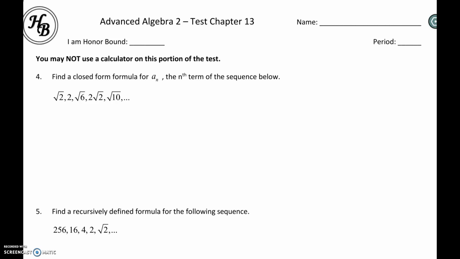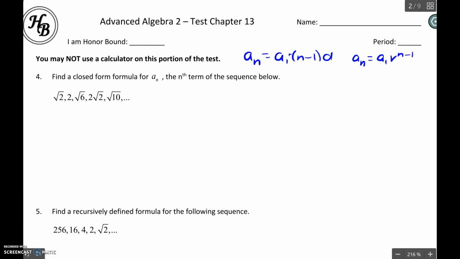Remember I told you the two formulas. So our two formulas: a sub n equals a sub 1 plus (n minus 1) times d, and a sub n equals a sub 1 times r to the n minus 1. So the first one is if it's arithmetic, if you're adding a common difference every time. The second one is if it's geometric. So we need to see.